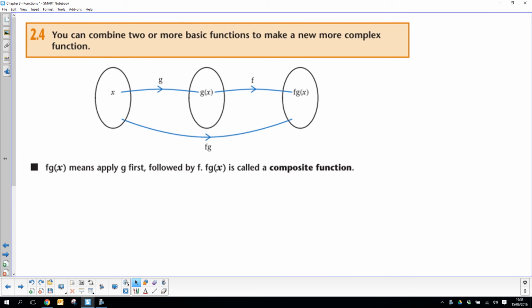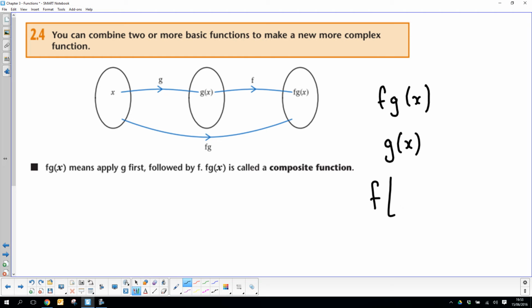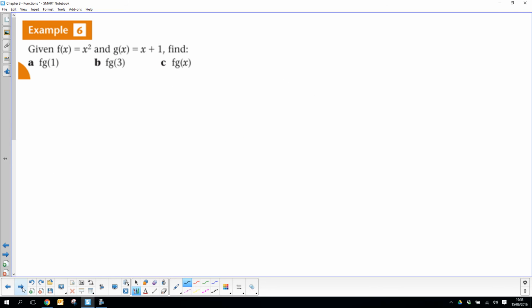Let's just pop that back and actually activate our pen. And we've got fg of x. Now what this means, it's actually read as you do g of x first, and then once you've done that, you then do f on that. Now the easiest way to explain what I really mean is to show you one. So we've got, given f of x equals x squared and g of x equals x plus 1, find fg of 1. So we can see that x in this case is 1.